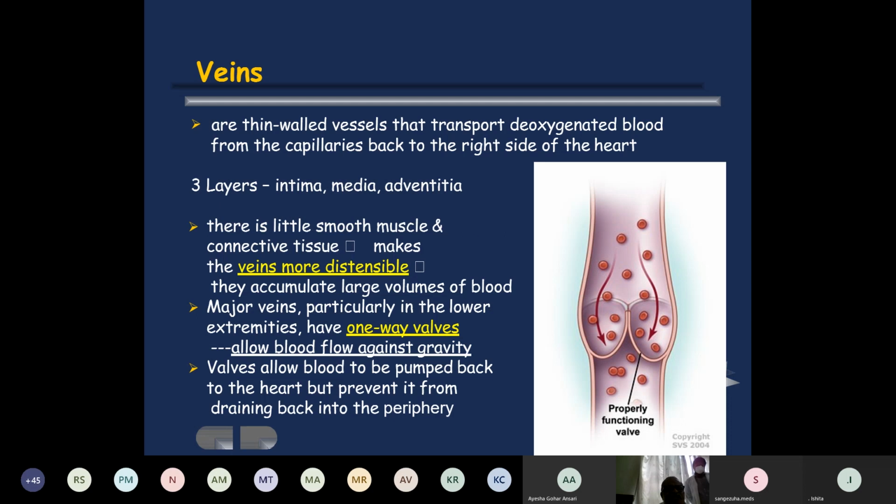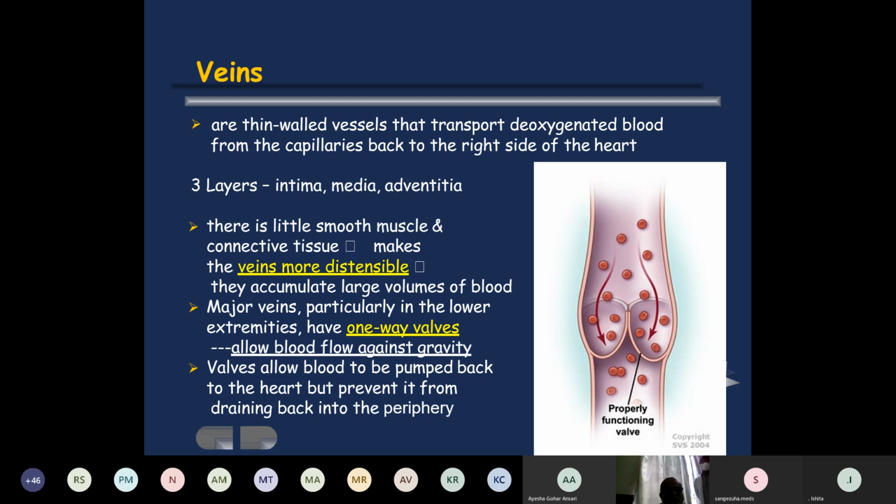While veins, compared to the arteries, are thin-walled and they transport deoxygenated blood from peripheral capillaries to the right side of the heart. They also have three layers: intima, media, and adventitia. There is little smooth muscle and connective tissue, which makes the vein very distensible. They can accumulate a large volume of blood.